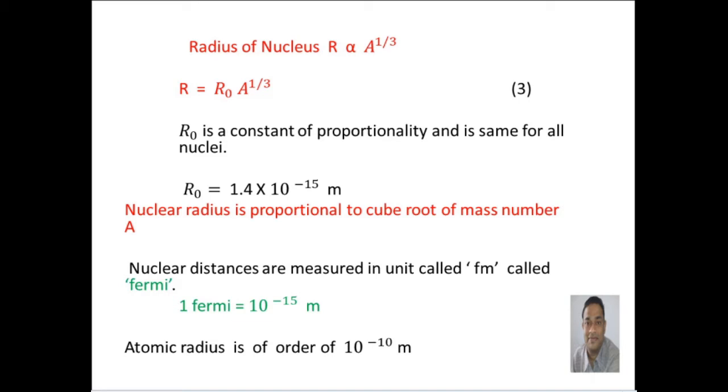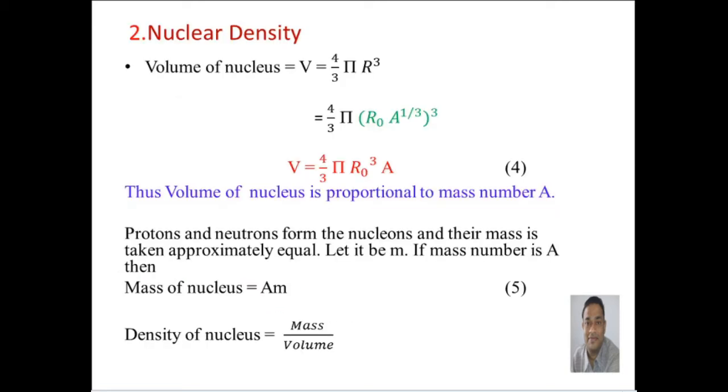If we see the atom, the radius of atom is in the range 10 raised to the power minus 10 meter, and that of a nucleus is in the range 10 raised to the power minus 15 meter. So, if we compare the size of an atom and a nucleus, then the atom is 10 raised to the power 5 times larger than that of a nucleus.